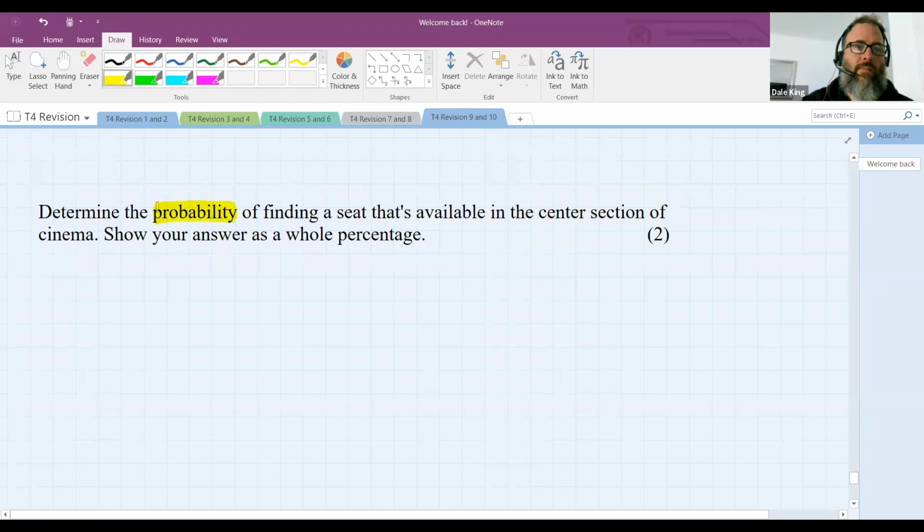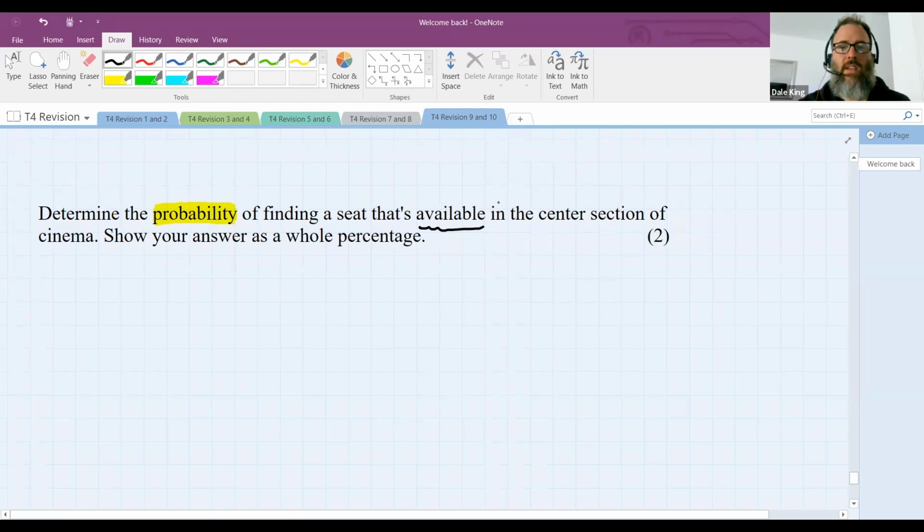Probability. Probability is probably going to be injected in pretty much all of your topics in the exam. Please expect that. Okay. Determine the probability of finding a seat that's available in the center section of the cinema. Show your answer as a whole percentage.